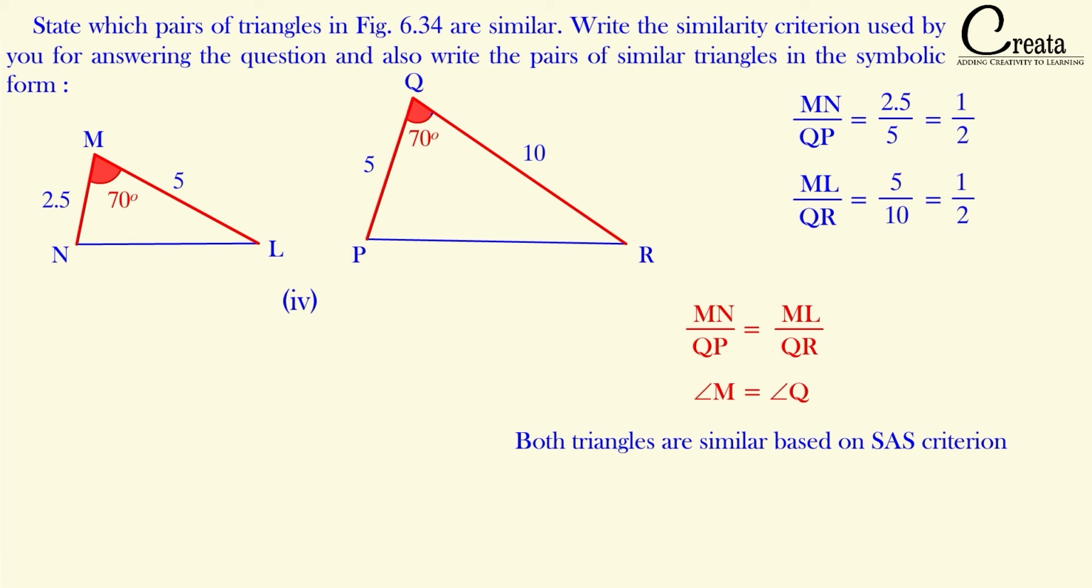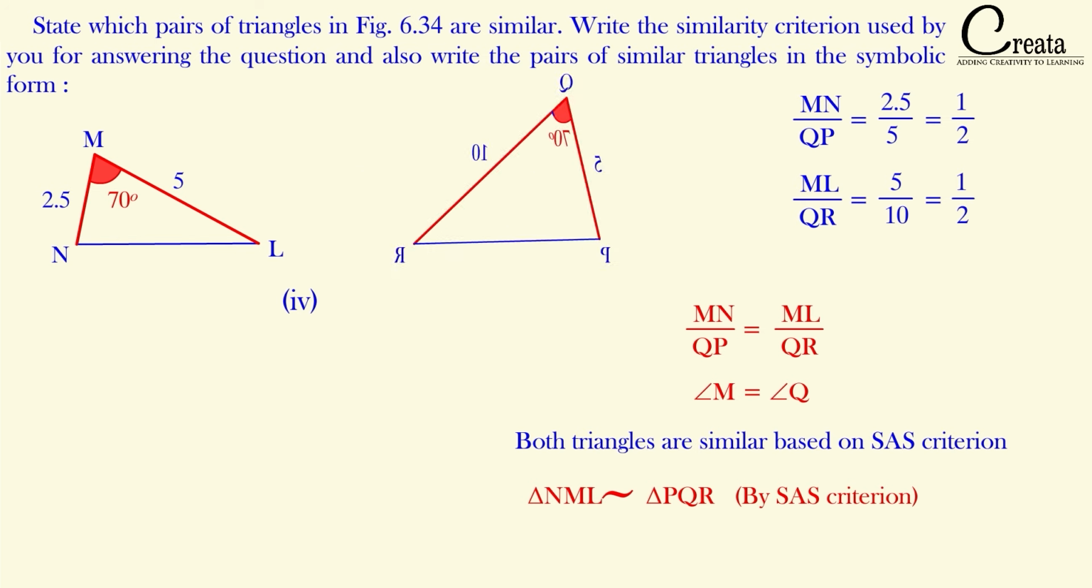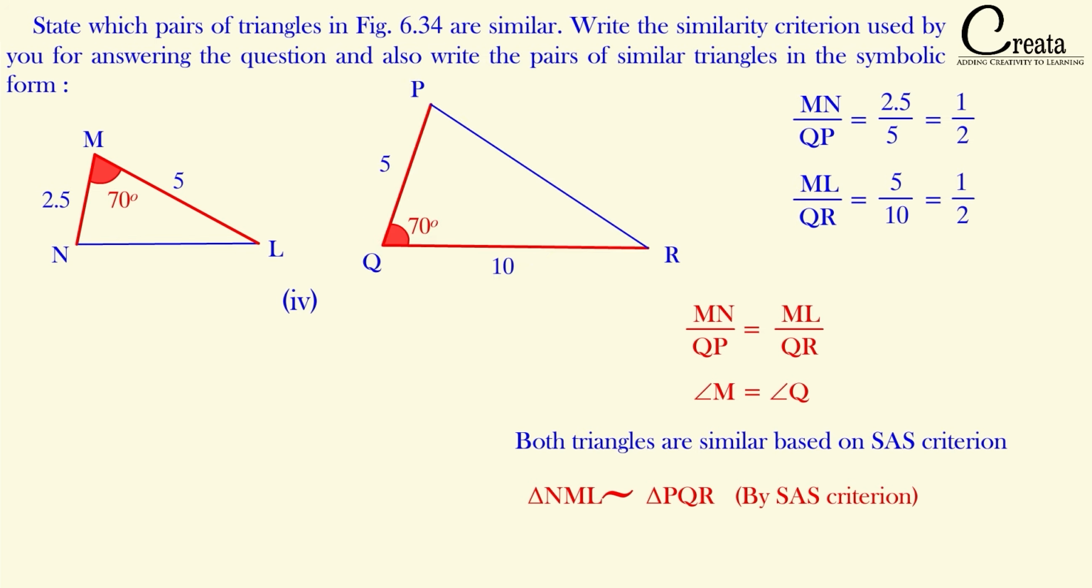Got it? So how will we write that both the triangles are similar? We will use the corresponding angles. So triangle NML will be similar to triangle PQR. So a tricky question but very important question. So every time you have to rotate and flip the triangle. Or you can apply the small trick.